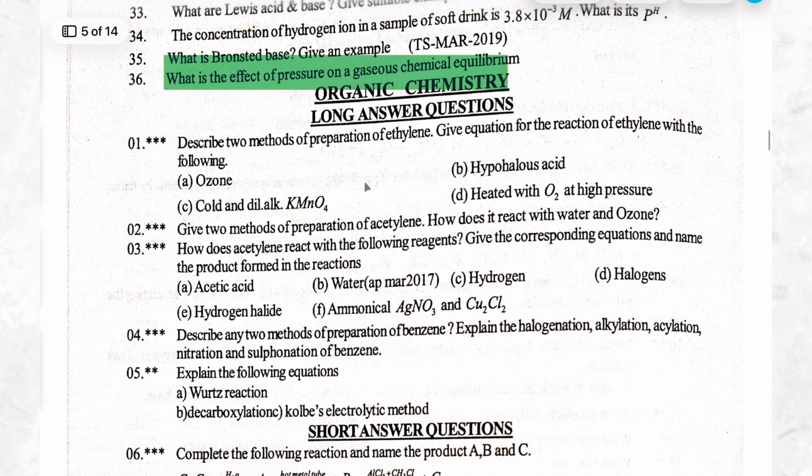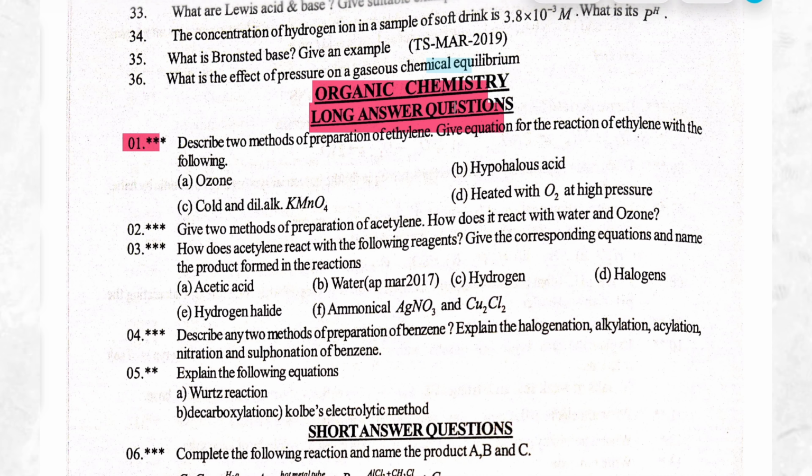Clear? In organic chemistry, we have long answer questions, isn't it? Compulsory, we have long answer questions here. Don't forget this. What are those? See, compulsory three questions we need to practice. First one is acetylene. Second one is benzene. Third one is ethylene.